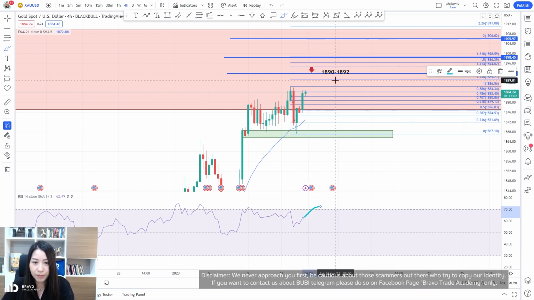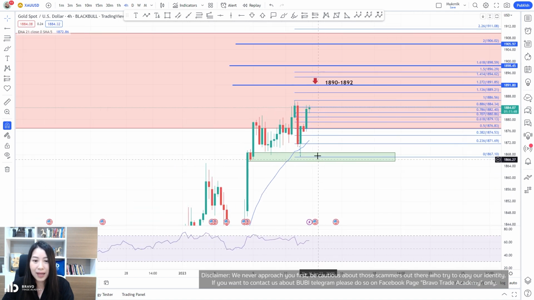I would not put my order there. But if the RSI is not following the price, then that's good. Okay, first plan would work. Okay, so that's for the selling side. What about the buying plan?